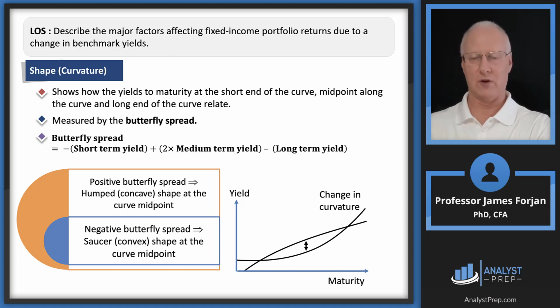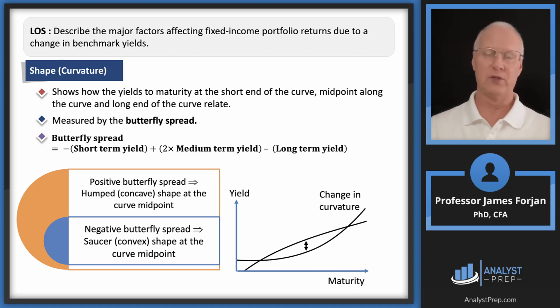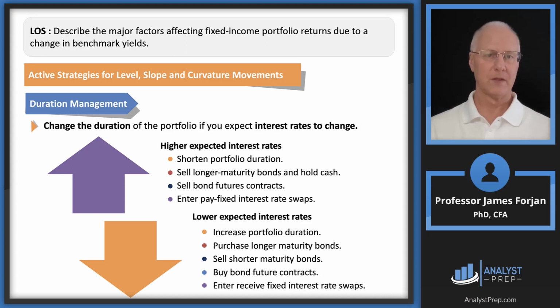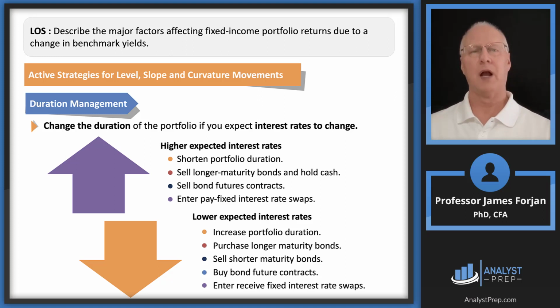Remember, our next LOSs are all like formulate a strategy. So if you have a positive or a negative butterfly spread, you might be influenced by the shape of that spread in terms of which bonds you might want to buy and which bonds you might want to sell or avoid. All right, how can we put together some kind of a strategy considering the level and the slope and the twisting of those different parts of the yield curve?